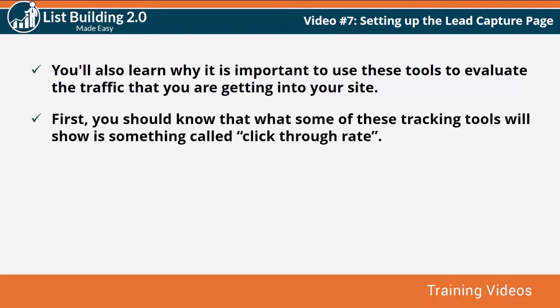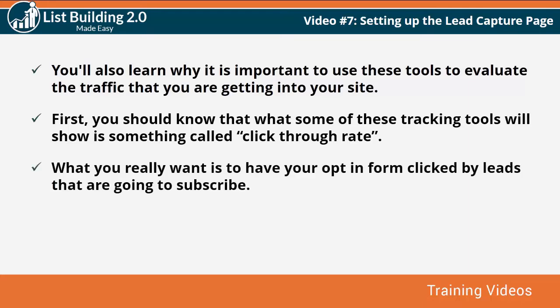First, you should know that what some of these tracking tools will show is something called click-through rate, which is the number of times a visitor clicked on your site in relation to an object inside of it. In this case, that object is your opt-in form used to capture email addresses. What you really want is to have your opt-in form clicked by leads that are going to subscribe. You also need to know how many visitors are clicking outside the opt-in form and how many of them are closing it instead of subscribing.